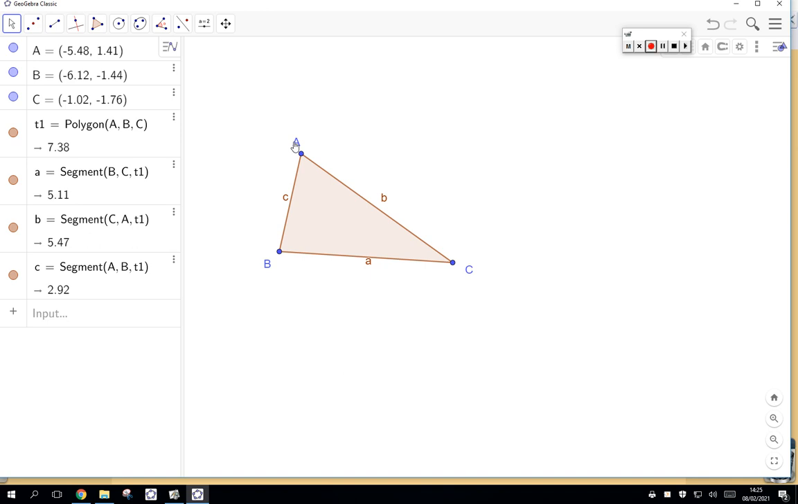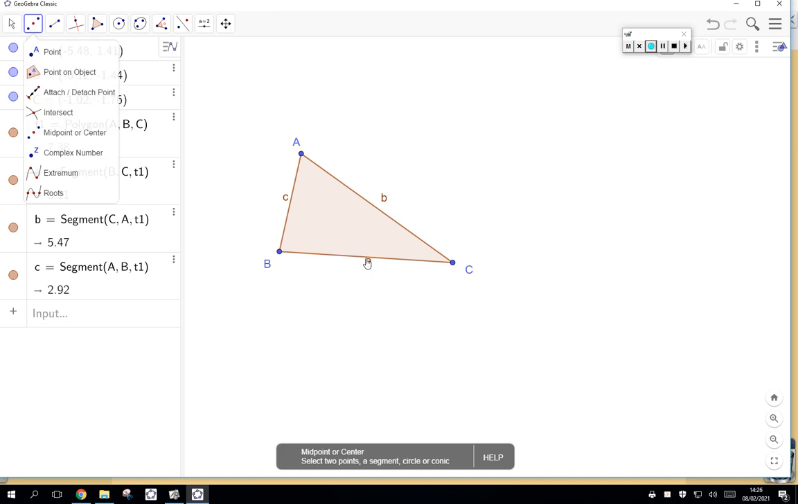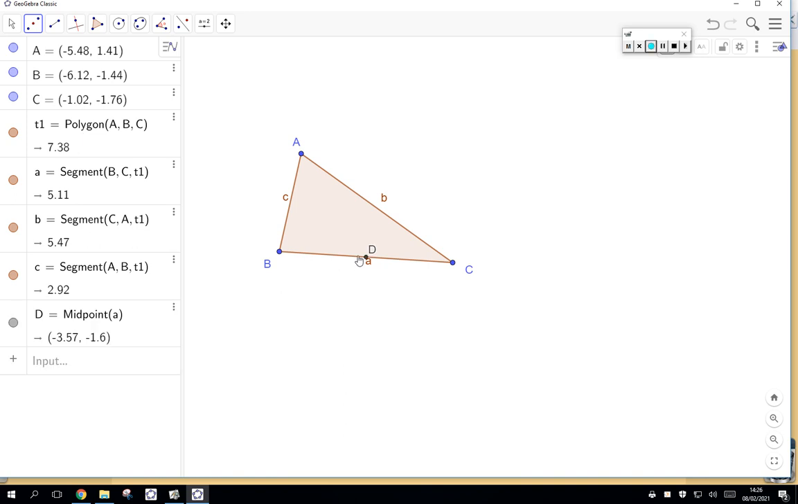To construct a median, the first thing I need to do is find the midpoint of a side. So here's a side BC. I can find the midpoint of that side. GeoGebra has a little instruction here. If I look at my drop-down menu for points, I've got a list of them. Midpoint is that one. Just select it. So I've got ABC. I'm going to click on this side and it puts in the midpoint.